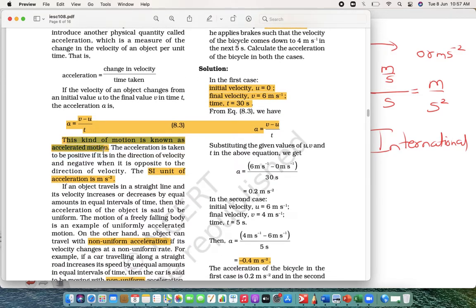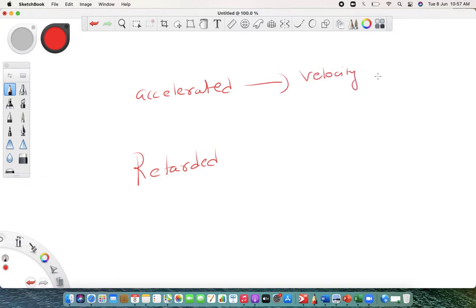So there are two types of motion. One is accelerated motion and one is retarded motion. Now what is accelerated motion? In this, the velocity increases. So basically you are going at 20 km per hour, then your speed increases to 40 km per hour, your velocity increases. But in retarded motion, your velocity decreases.